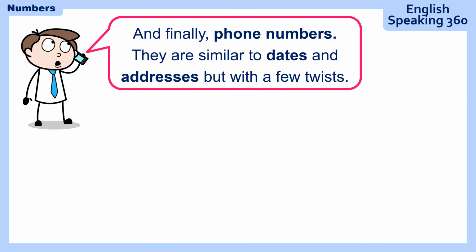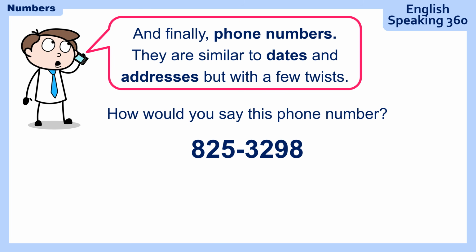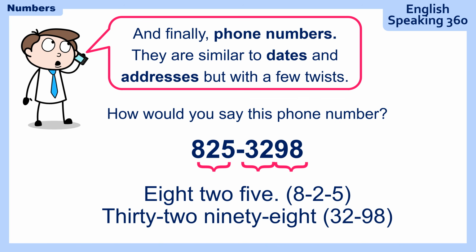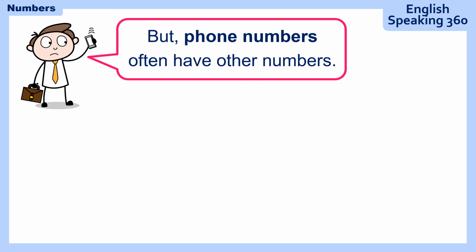And finally, phone numbers. They are similar to dates and addresses, but with a few twists, so you have to be careful with phone numbers. Let's start with an easy one. How would you say this phone number right here? You would say the first part, 825, and then you would split the second part. So you would say 3298. So you would say my phone number is 825-3298.